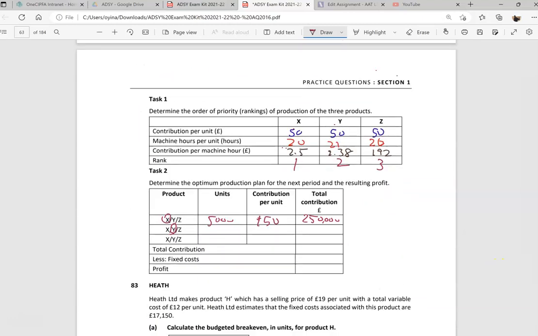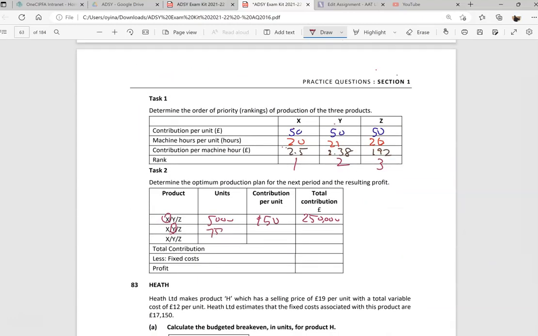7,500 of Y, 7,500 at the £50. When I do that, 7,500 times 50, I will have 375,000, right? And then, of course, I will make the Z.